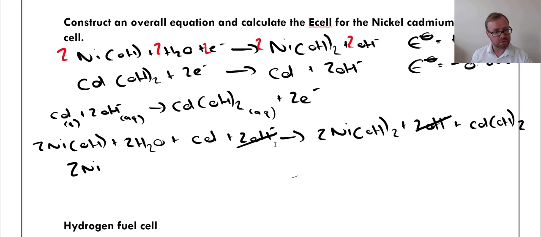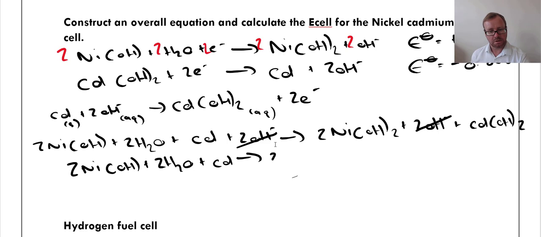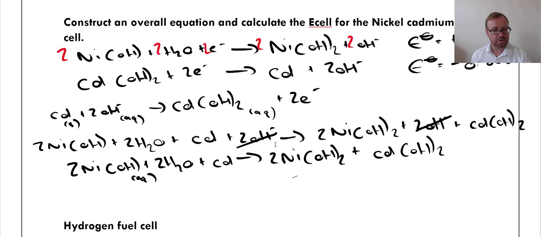So our overall equation should be 2NiOOH plus 2H2O plus Cd goes to 2Ni(OH)2 plus Cd(OH)2. I can then go back and write my state symbols in: aqueous, liquid, solid, aqueous, aqueous. Just check to make sure it balances. Cd(OH)2, I think it does balance.